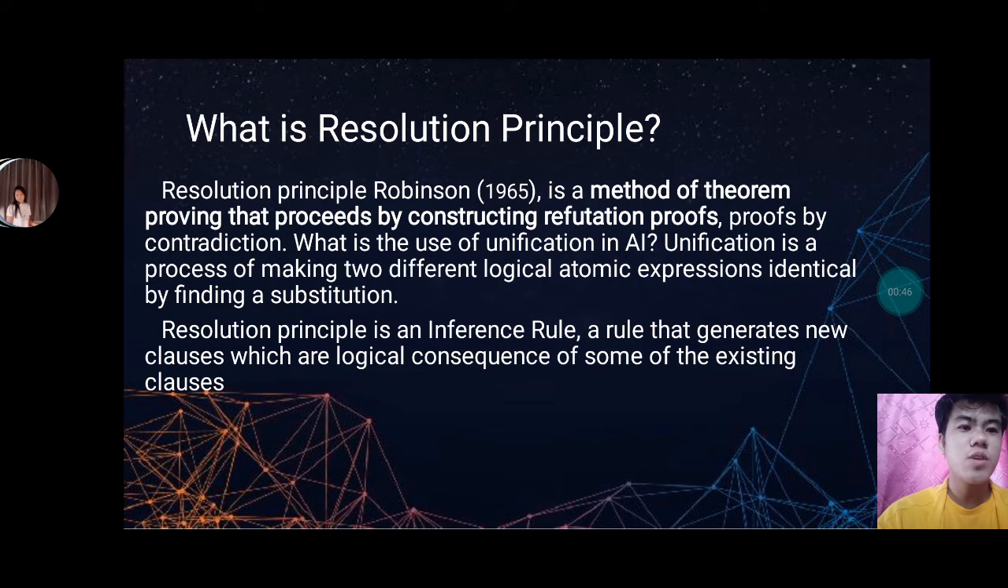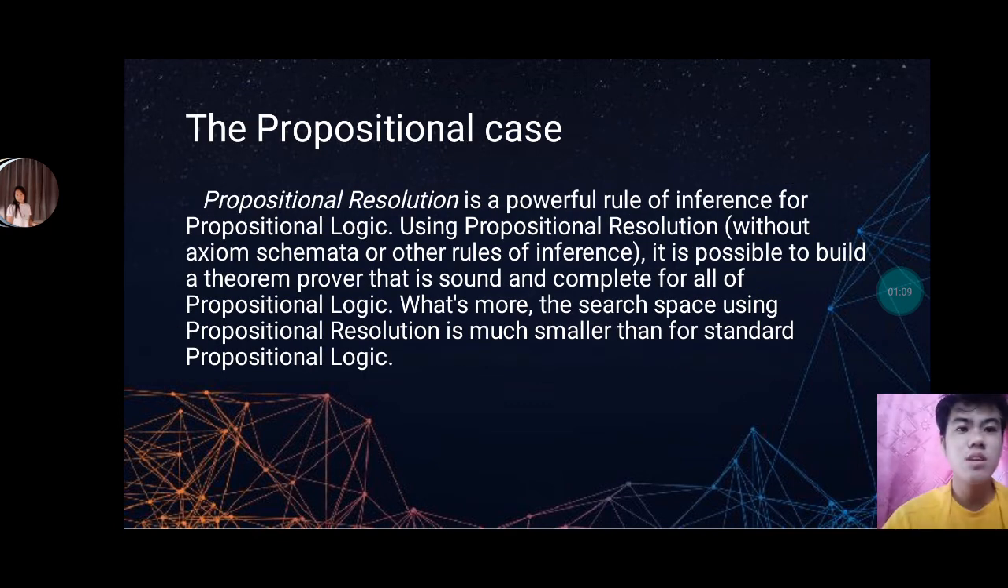What is the use of unification in AI, or artificial intelligence? Unification is a process of making two different logical atomic expressions identical by finding a substitution. So the resolution principle has an inference rule, a rule that generates new clauses which are logical consequences of some of the existing clauses.